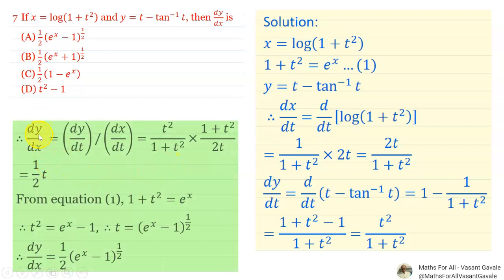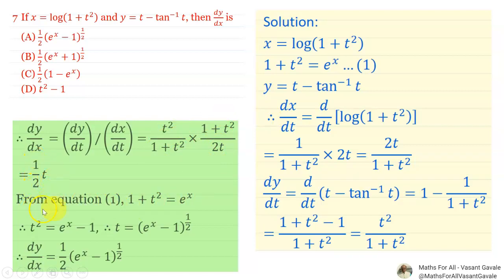And the next, hence dy by dx is equal to dy by dt upon dx upon dt. That is t square upon 1 plus t square. Okay, it will be multiplied by the reciprocal. This is our dy by dt. Next, dx upon dt is 2t upon 1 plus t square. This will be multiplied by the reciprocal, that is, into 1 plus t square upon 2t. 1 plus t square from the numerator and denominator get cancelled. t gets cancelled. You will get here 1 upon 2 into t.